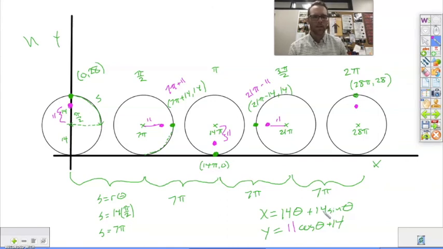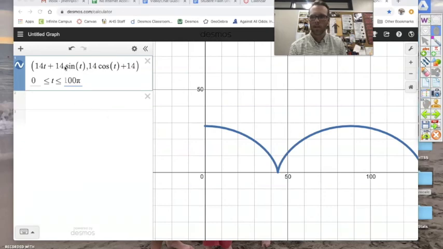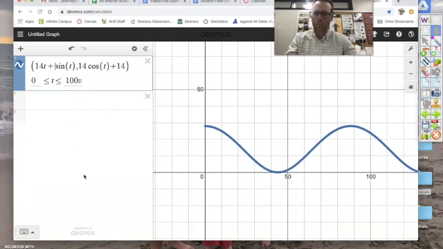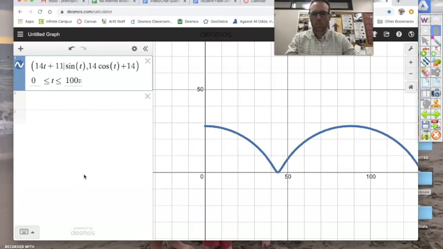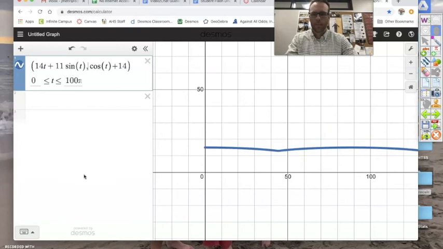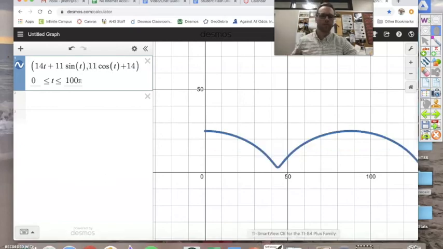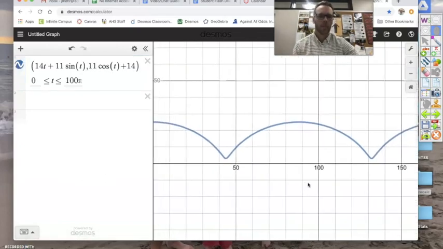So the only thing that's different is instead of taking 14 theta plus 14 sine of theta, we need to take 14 theta plus 11 sine of theta. So let's change these out. That's an 11, and that's an 11. Okay, and that looks pretty good.